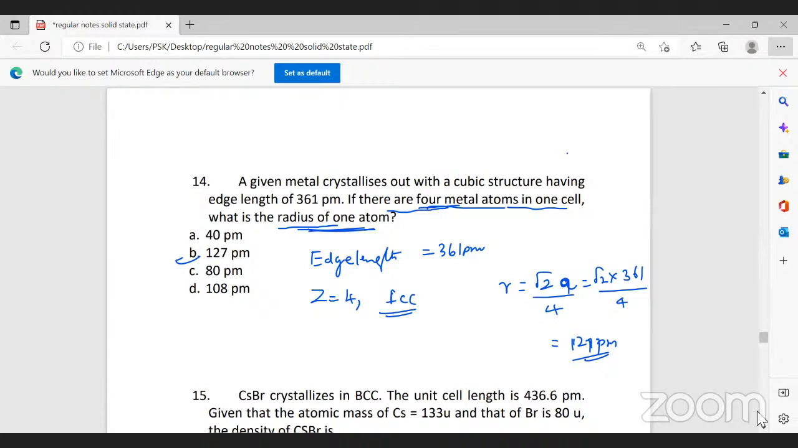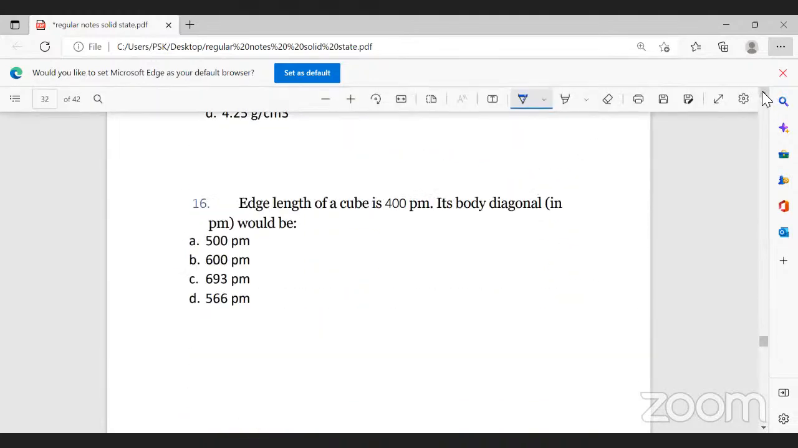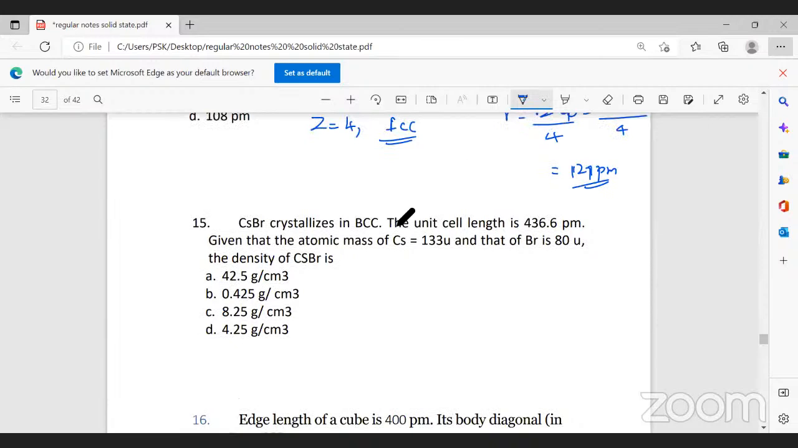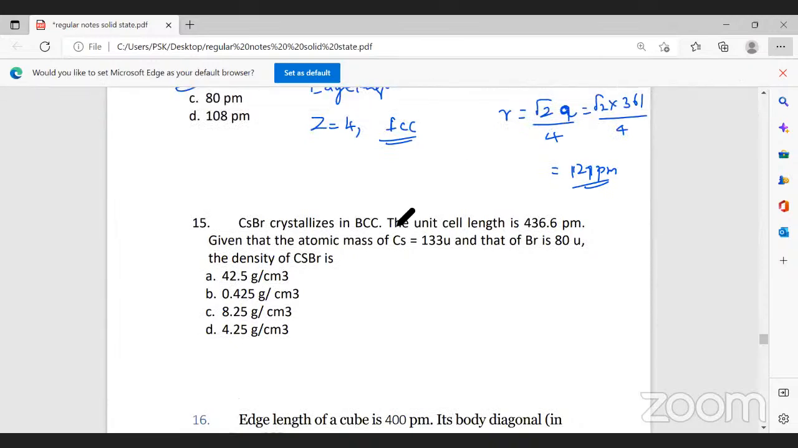See, cesium bromide crystallizes in body-centered cubic lattice. The unit cell length is 436.6 picometers. So how many meters will it be? Picometer is 10 to the power minus 12. If you convert it into meters, it will be 436.6 into 10 to the power minus 10 meter.